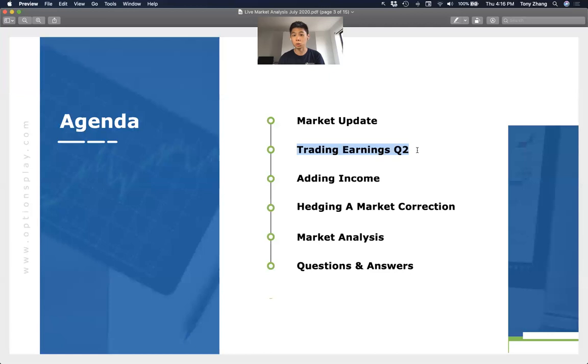Then we'll jump into talking about trading Q2 earnings, and how to add income to your portfolio, something that we discussed here a couple of weeks ago about selling cash secured puts and covered calls to generate income on your stock portfolio. And then lastly, what we covered last week, which was how you hedge your portfolio against a market correction. So we're going to discuss all of those three topics and then give everyone an opportunity to provide symbols and ideas that you have, and we'll look at them together in the context of what we learned here this month, and then answer any questions you guys have regarding the markets.